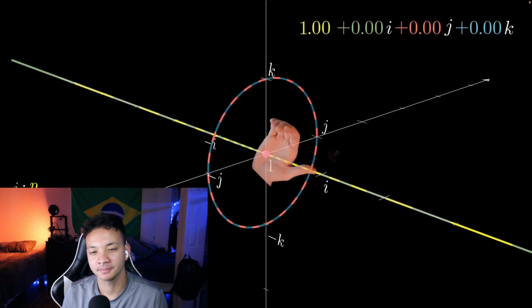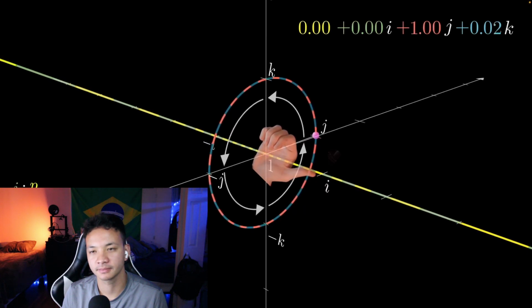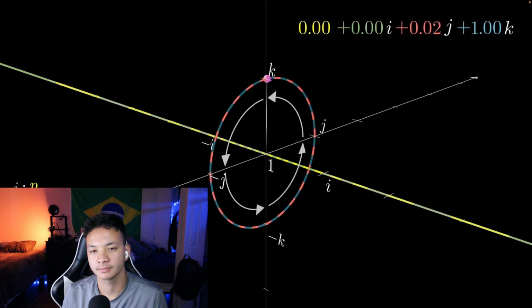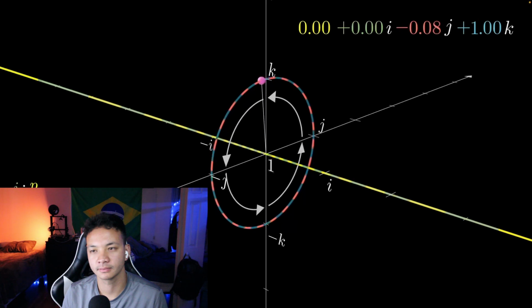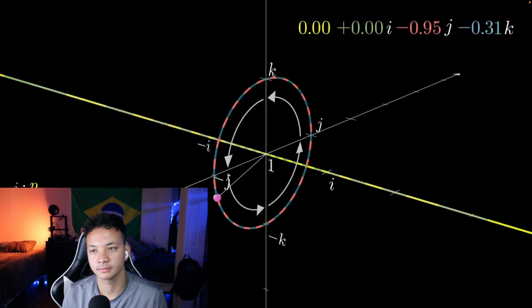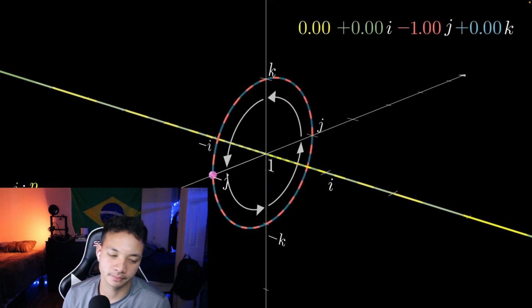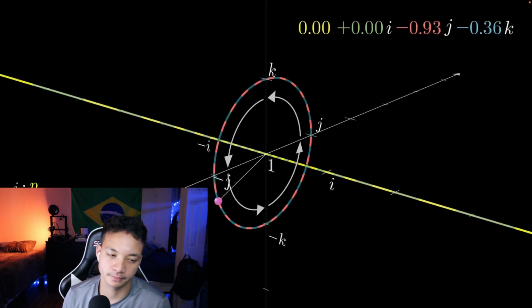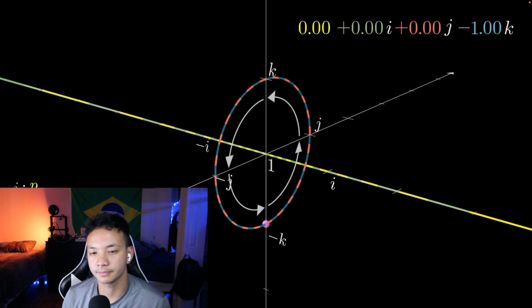The jk circle will rotate in the direction of that curl. How much? Well, by the same amount as the 1i circle rotates, which is 90 degrees in this case. This is what I meant by two rotations perpendicular to and in sync with each other. Negative j goes to negative k, and negative k goes to j.